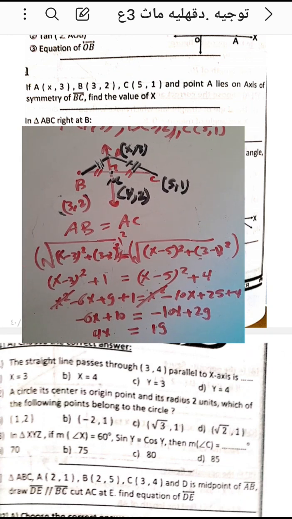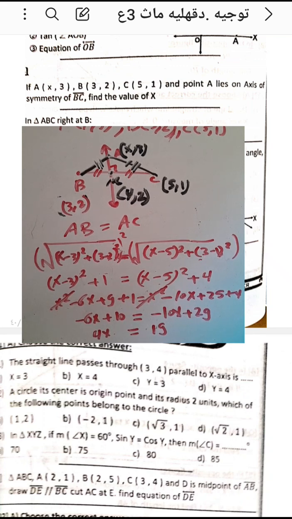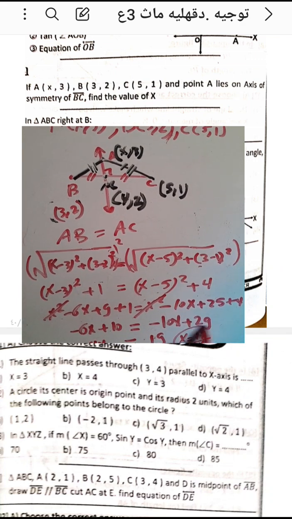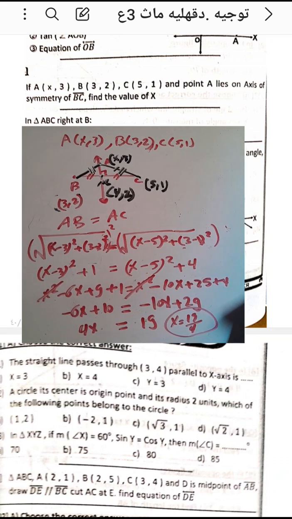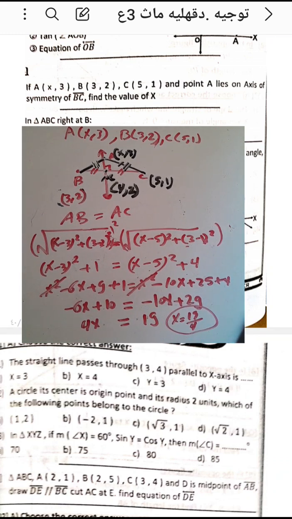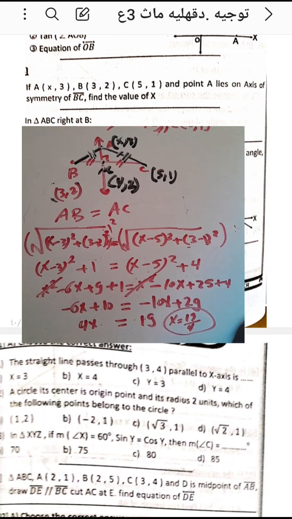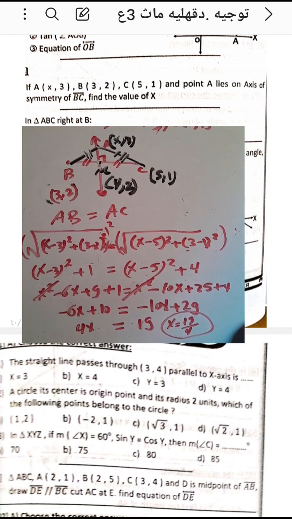Understood steps? 5 minus x and 1 minus 3. Okay, it's true. Then x will be 19 over 4. Next question.